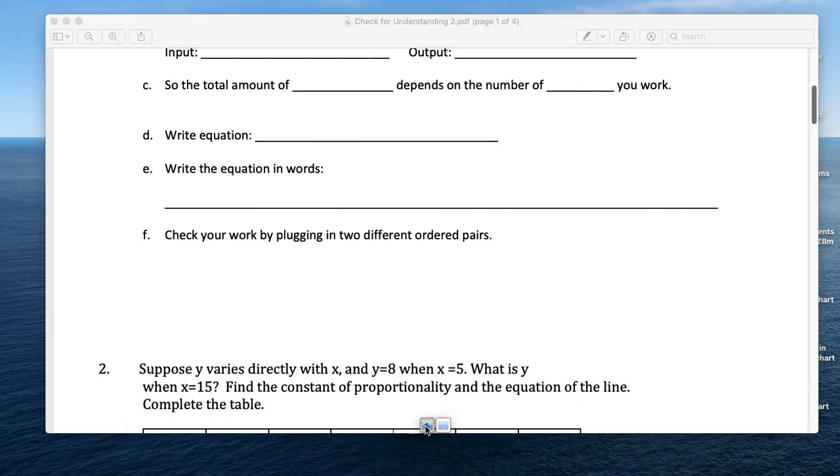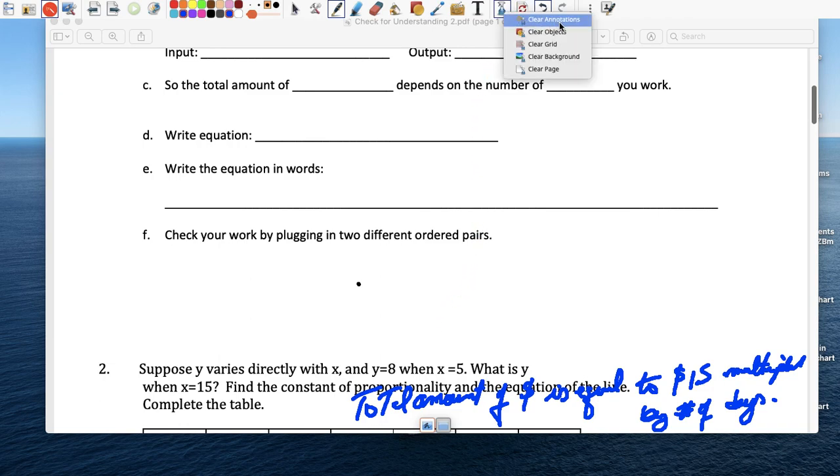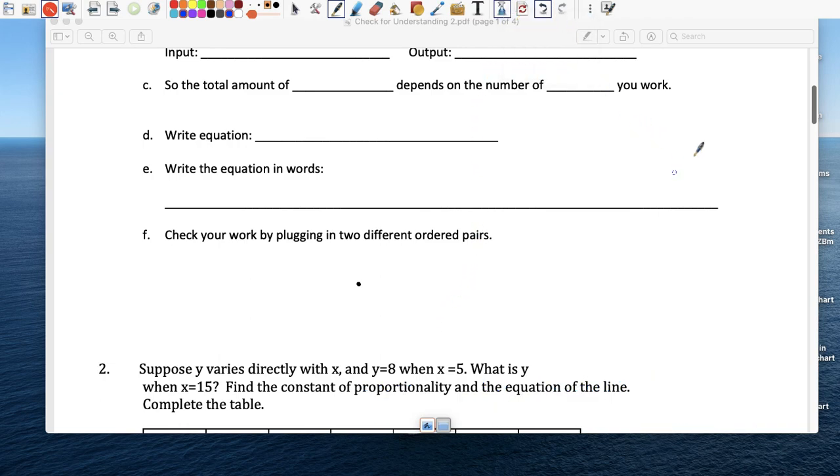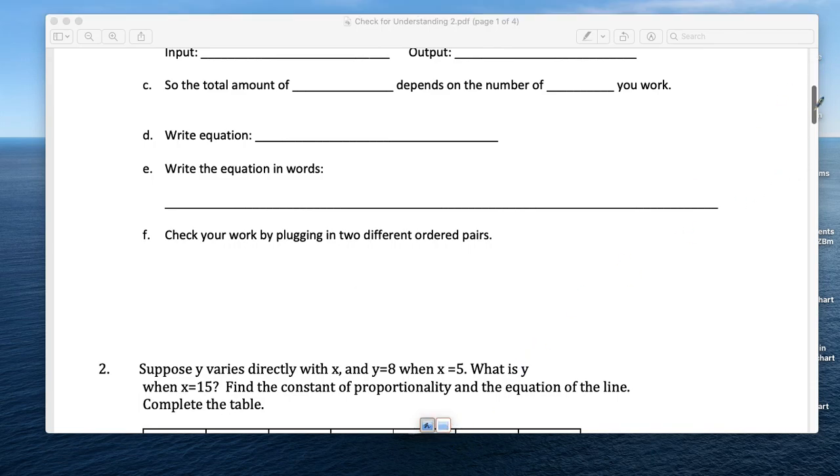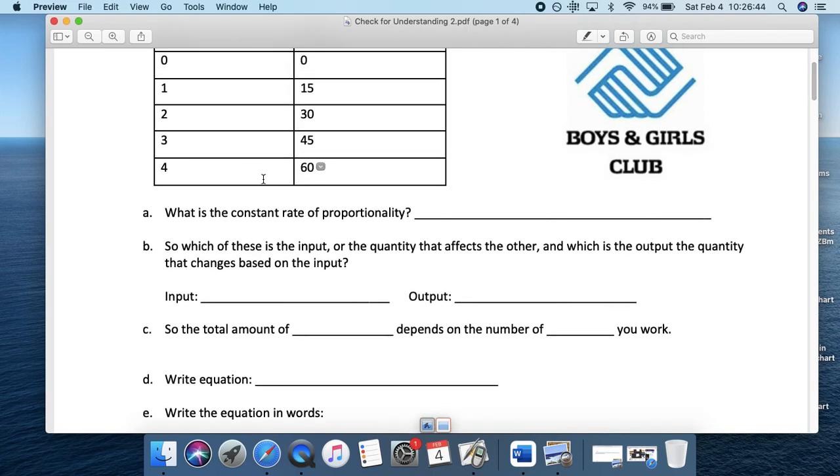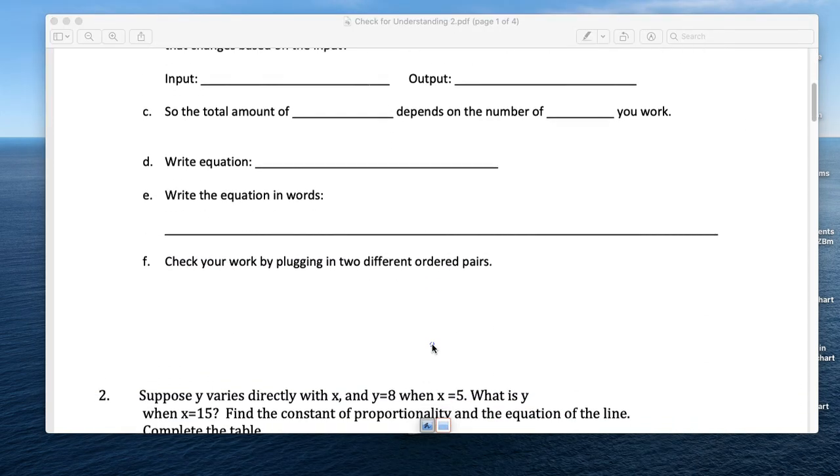Check your work with 2 ordered pairs. Let me go back here for a second. The ordered pairs, or the coordinates that we had, let's pick 2. We have 4 and 60, 3 and 45, 2 and 30. It doesn't matter. So let's just pick the first 2. So let's pick 1 and 15. We can even pick 0, 0. To make your life even easier, you can pick 0, 0. So I'm going to pick the first 3. I know I didn't ask for the first 3.